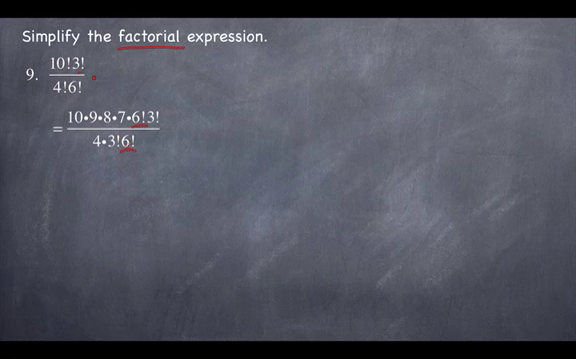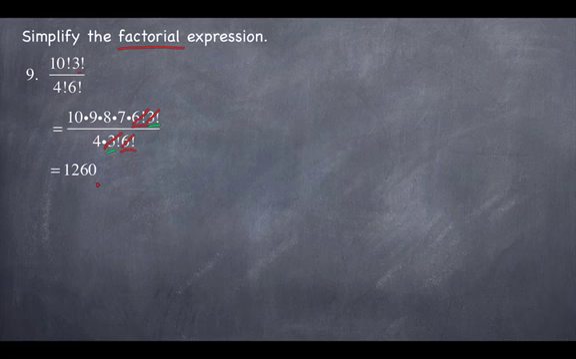Now, 3 factorial I leave alone. Why do I leave it alone here? Because I have 4 factorial in the denominator, and I can just rewrite this as 4 times 3 factorial. So these two are going to cancel out along with the 6 factorials. So once I cancel the 6 factorials and the 3 factorials, I'm left with whatever this is divided by 4, and this is my answer.